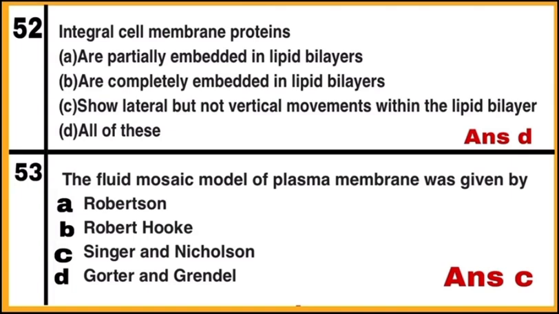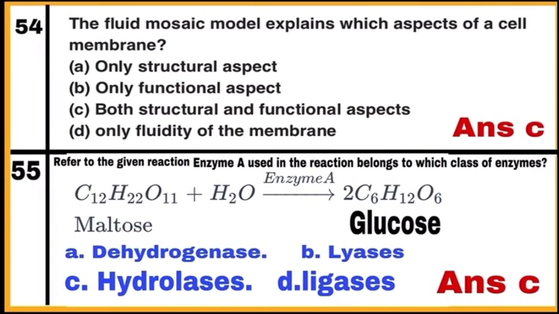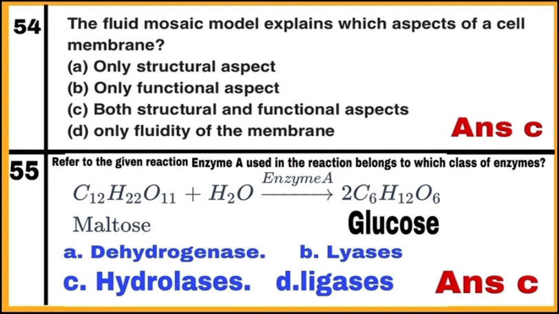Question 53. The fluid mosaic model of plasma membrane was given by Singer and Nicolson in 1972. So here mark C as a correct answer. Question 54. The fluid mosaic model explains which aspects of a cell membrane? This model explains both structural and functional aspects of cell membrane. So here mark C as a correct answer.